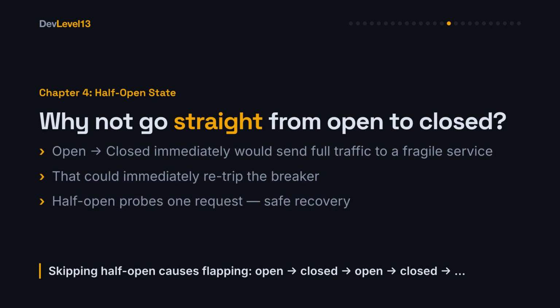If you go straight from open to closed, you send your full traffic volume to a service that may still be fragile. That can immediately re-trip the breaker. Then it opens again. Then the cooldown expires. Then it closes again. This is called flapping. The breaker oscillates without ever stabilizing. Half open prevents flapping by testing with one request first.